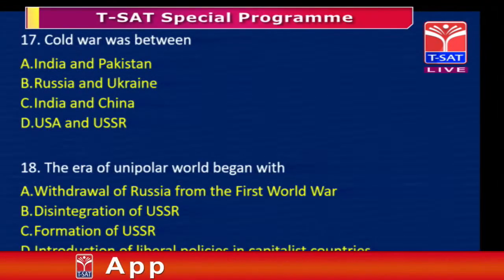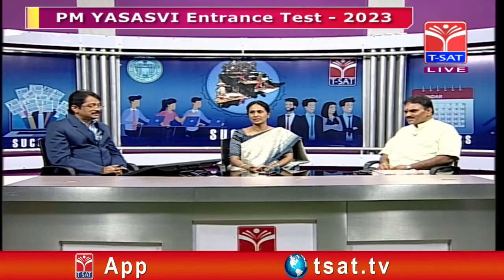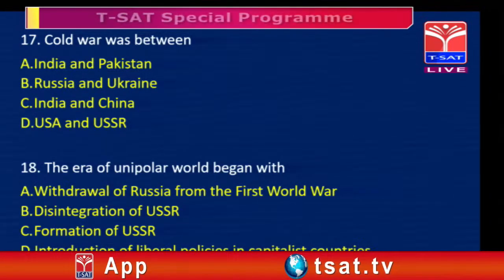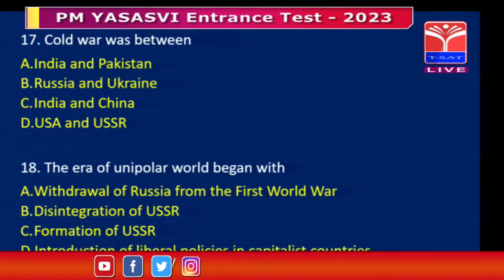Now, moving to the next question. Cold War was between which countries? This is a very familiar word, especially after the Second World War. Here we have to know what the Cold War actually is. The options are India and Pakistan, Russia and Ukraine, India and China, USA and USSR. Mostly the children can identify the answer easily, if they know the difference between a hot war and the Cold War.